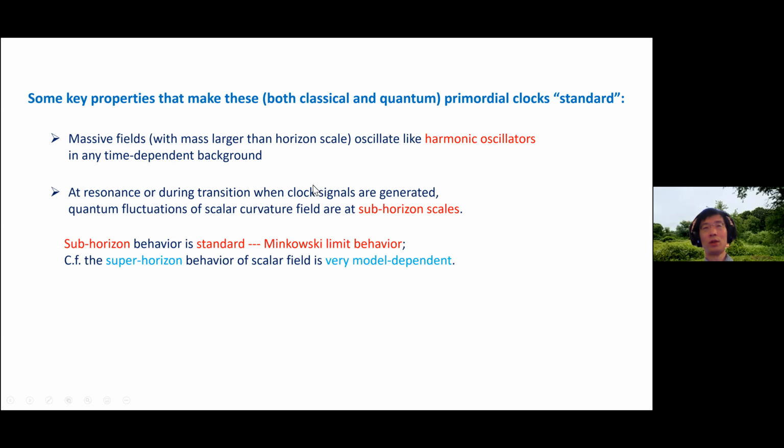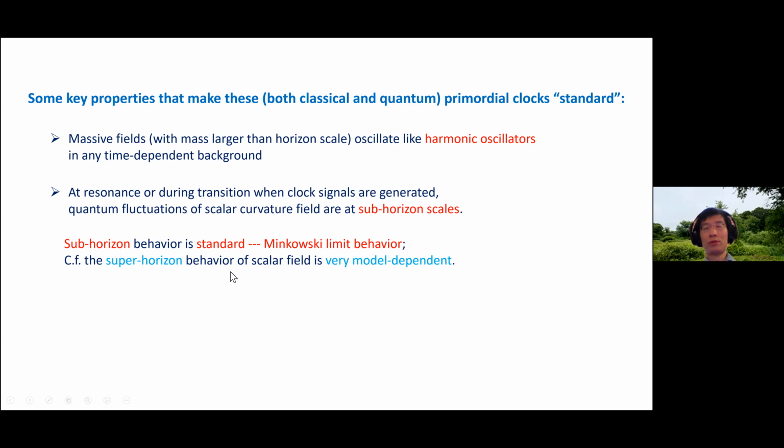And also at various places where we see the clock signals are generated, during resonance or during the transition between two different regimes, all the quantum fluctuation is in the sub-horizon scale, meaning deep inside the horizon, irrespective of inflation or non-inflation. So this sub-horizon scale is very important, because it makes this method much more general, because sub-horizon behavior is standard for the curvature modes or inflaton. They are basically just the Minkowski limit behavior.